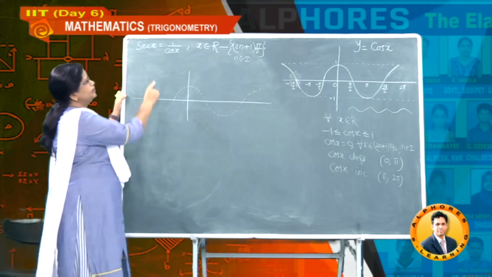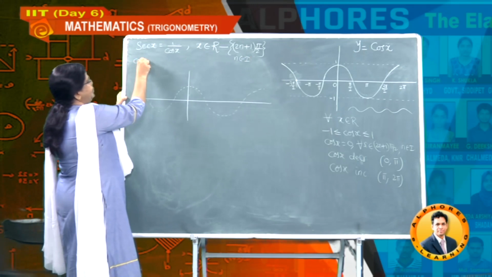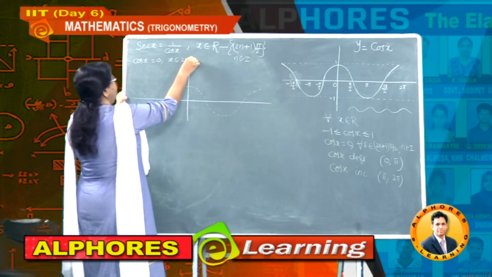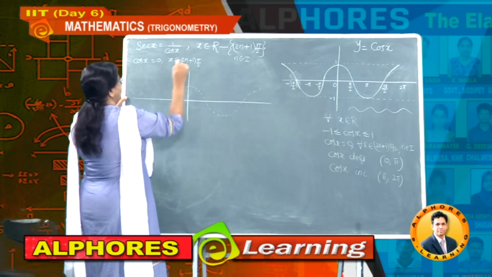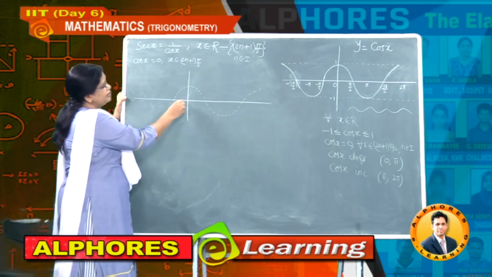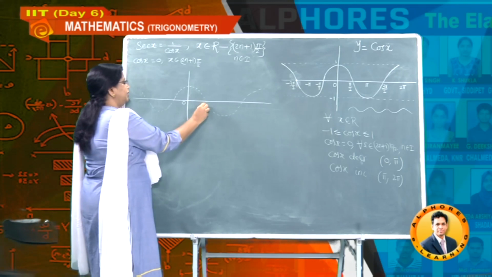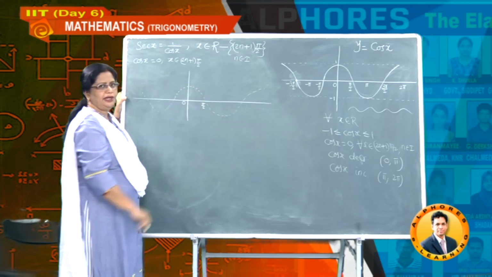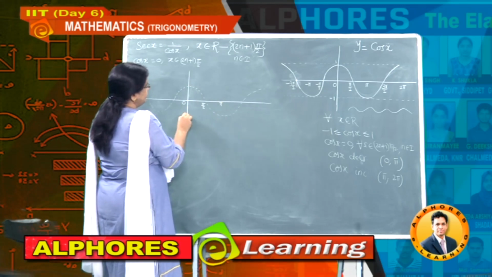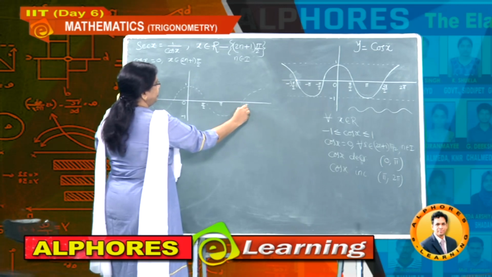Now students, cos x is 0 when x belongs to odd multiples of pi by 2. Now odd multiples of pi by 2, let us take vertical lines here, just like our previous graph. This is which value? Pi by 2, because cos x is 0 at pi by 2. And what is this value? Pi. Cos pi is minus 1 and cos 0 is plus 1. 3 pi by 2, odd value.